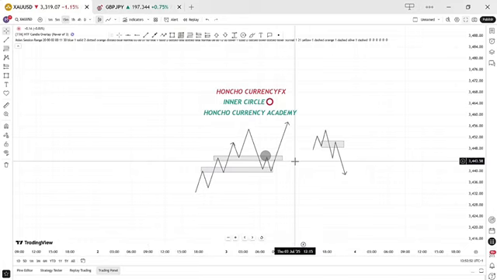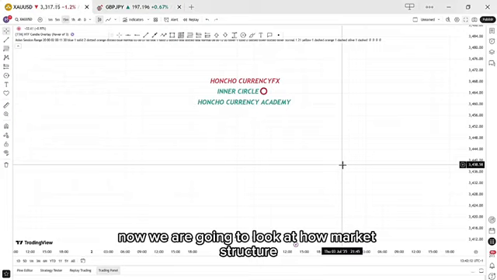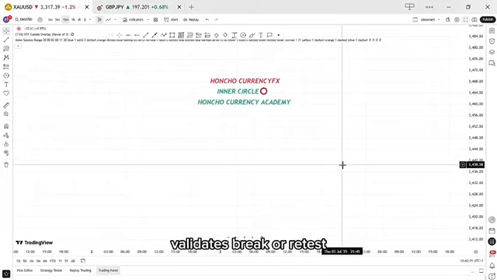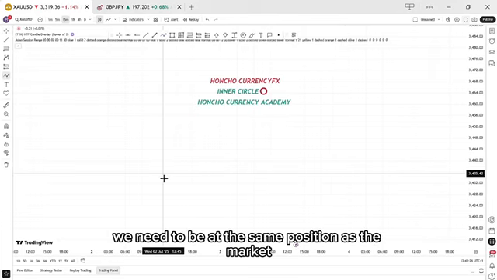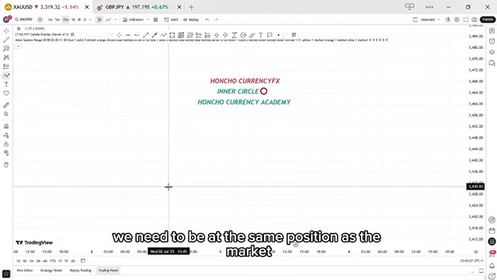So we need to wait for confirmation on this area before we can trust the retest of the reversal to the downside. Now we are going to look at how market structure validates break and retest. In order for break and retest to be validated, we need to follow the market structure. We need to be at the same position as the market structure.